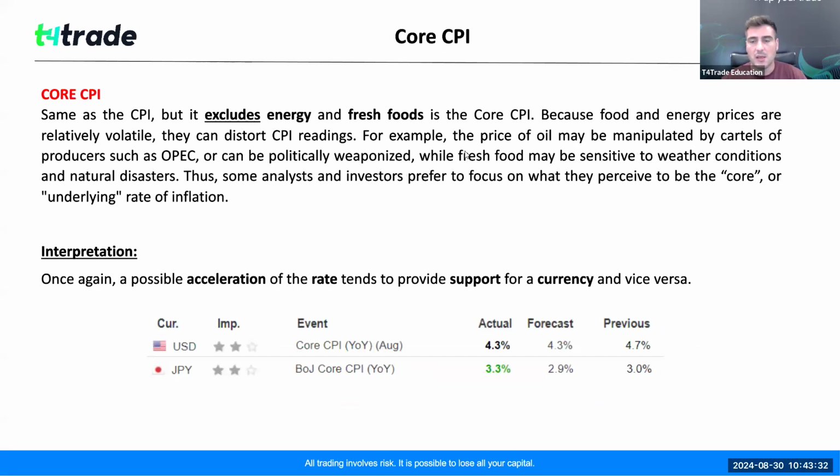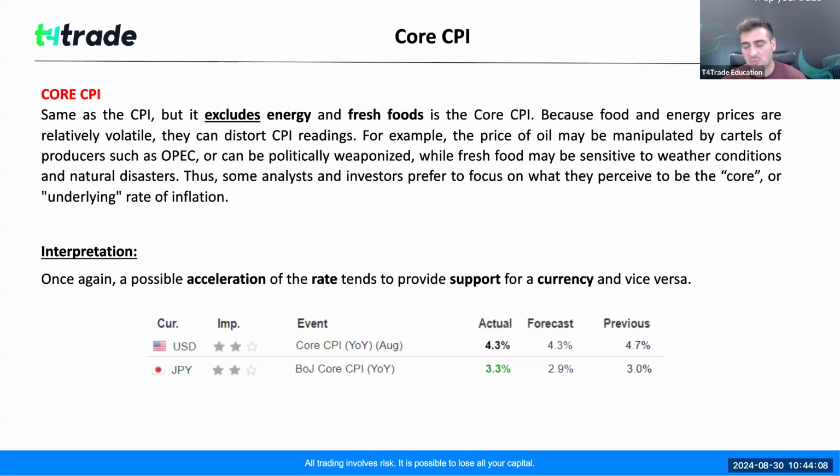Okay, core CPI, same thing, but excludes volatile food and energy prices. And the reason why we leave out the food and energy prices is because the price of oil may be indeed manipulated by cartels of producers such as OPEC Plus or OPEC, or can be potentially weaponized, much like we have seen back in 1973. While at the same time, fresh food may be sensitive to weather conditions and natural disasters, but also the seasonality effect. So that's why analysts and investors prefer to focus on what they perceive to be the core or underlying rate of inflation.